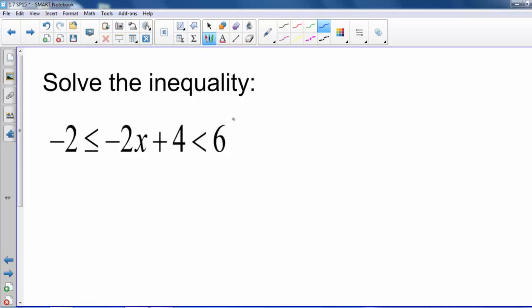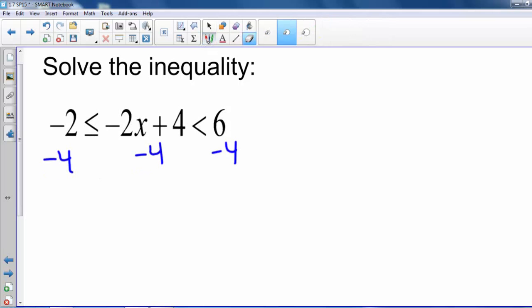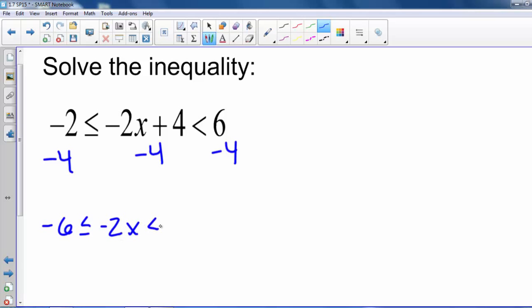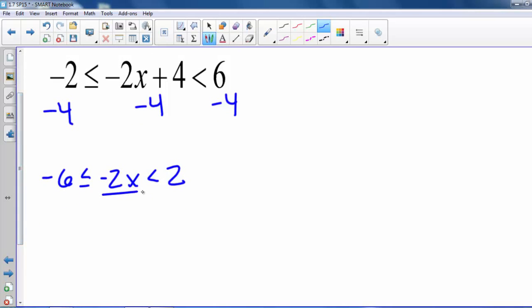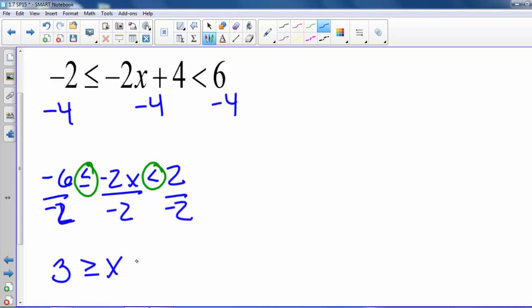Negative 2 is less than or equal to negative 2x plus 4, which is less than 6. So pause, try it on your own, and then check your answer. So to solve this inequality, we want to subtract 4 from each of our parts. So we get negative 6 is less than or equal to negative 2x, which is less than 2. So now we divide each side by negative 2. And since we're dividing by a negative number, both of our inequalities need to switch. So we get 3 is greater than or equal to x, which is greater than negative 1.